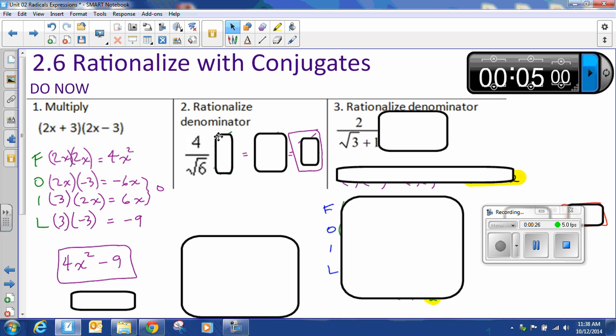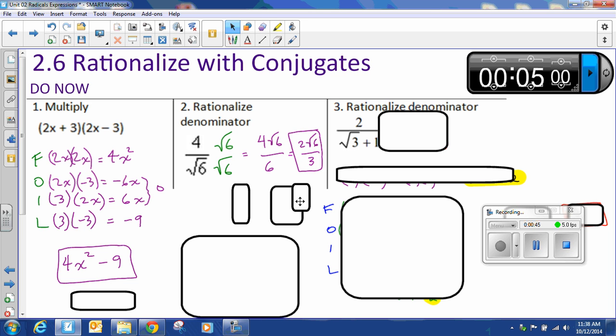Now let's rationalize this expression. We have a denominator of radical 6. So we must multiply both the numerator and denominator by radical 6 because we want to create a perfect square of radical 36, which evaluates to 6. So the final answer is 2 radical 6 over 3 because we can reduce the fraction. Okay, so this is the leap that we're taking to rationalize the denominator with a conjugate.